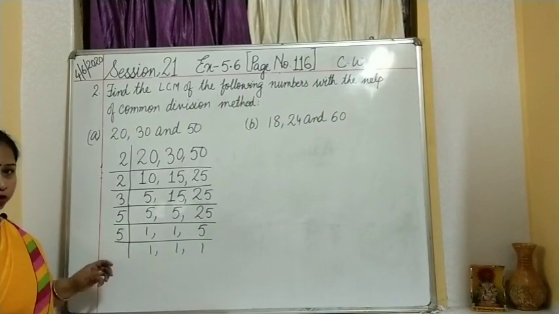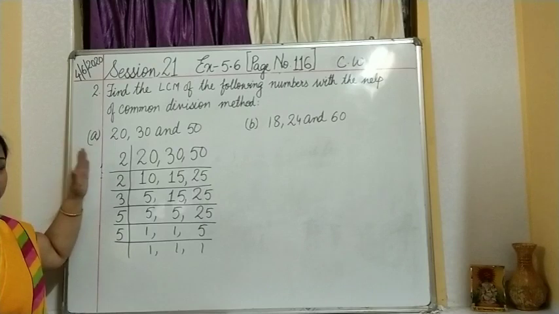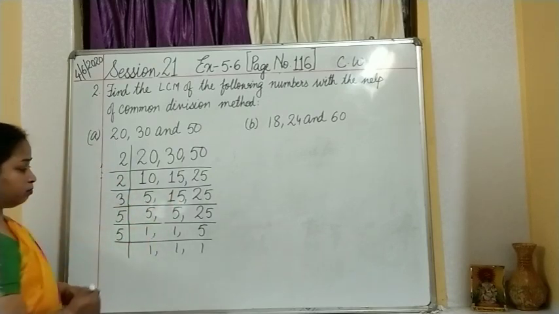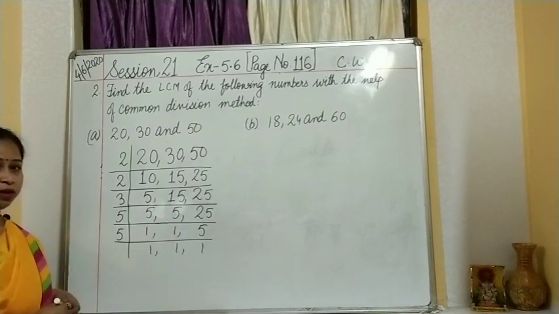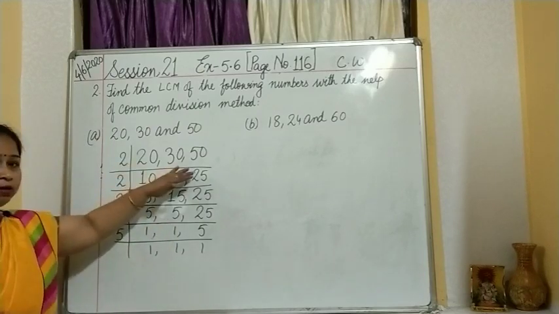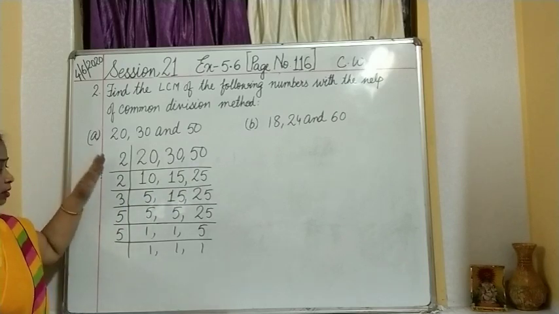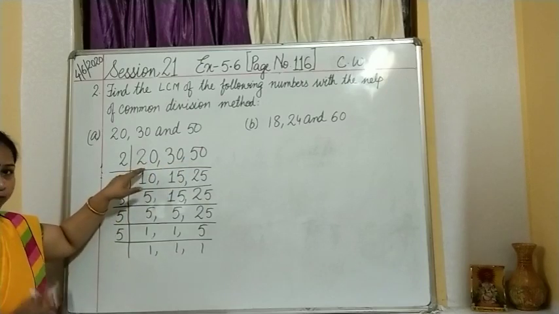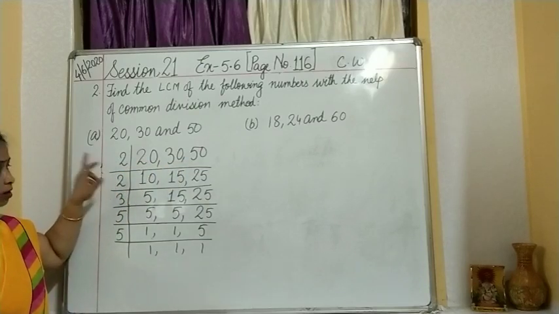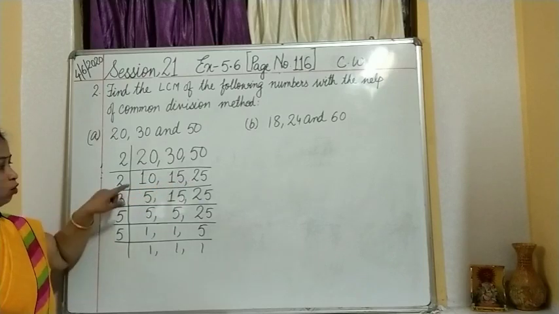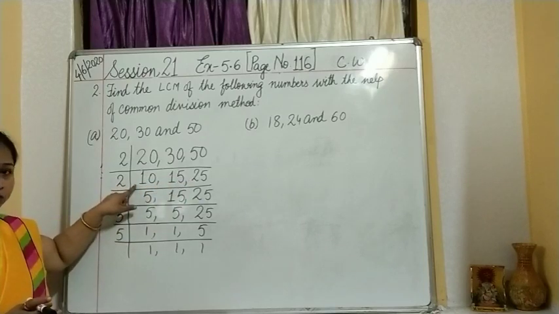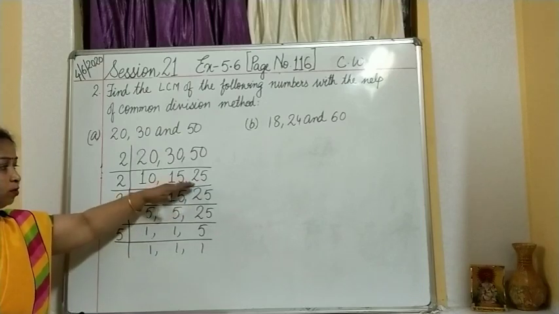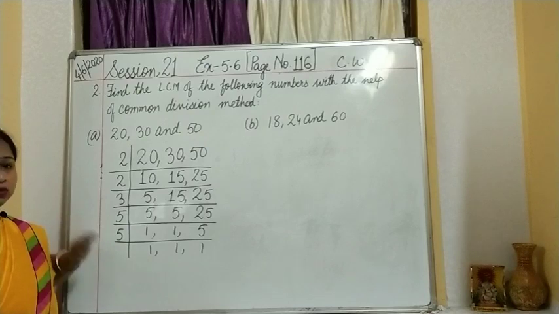So in the previous question, we were taking the numbers separately, finding out the prime factors, and then we were finding out the LCM. But in this case, collectively all are written together and then they are divided. So 20, 30, 50 all can be divisible by 2. So we have divided it. We got 10, 15, 25. Out of these three, 10 is only divisible by 2, whereas these two are not divisible. So no problem, we will bring them down as it is without any change.